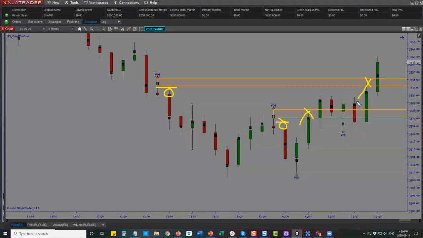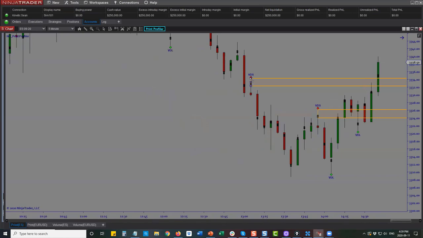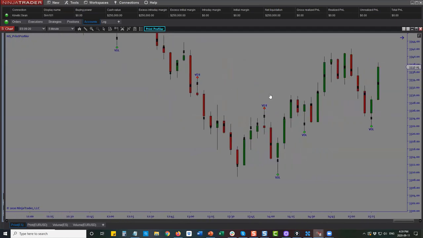You ever understand that? See this one here, if we were going along, this one never tested it. Very, very important that if you have an opportunity for volume divergence, you pay attention if volume's been attempted to be tested, because if it's been tested, it's been used up. Take a look at this.